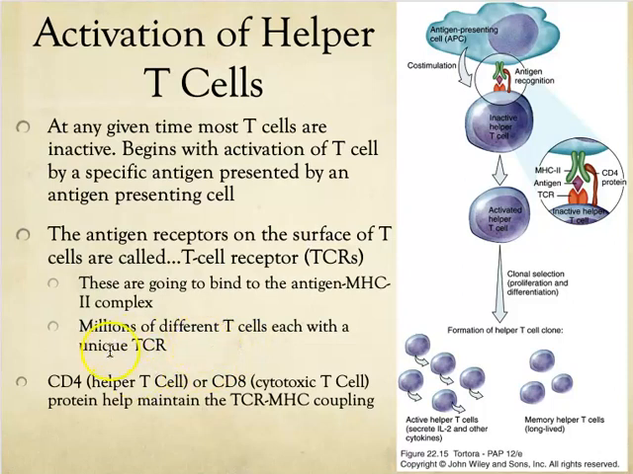There's also another protein on the surface of these cells. It's called a CD protein. Whether it's a CD4 protein, we'll mark it as a helper T cell, or a CD8, a cytotoxic T cell. And that's basically to help maintain that receptor MHC coupling. Again, helper T cells will have a specific CD4, and cytotoxic T cells will have a specific CD8. You do need to know that the CD4 goes with helper T, and the CD8 goes with cytotoxic T. They are often referred to by these numbers and not their full names.